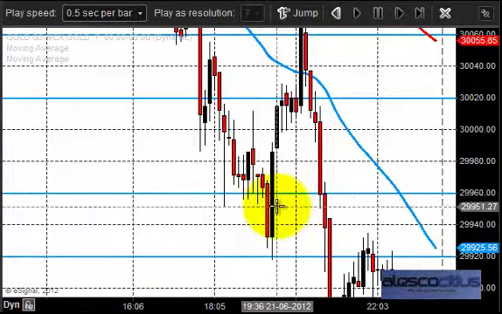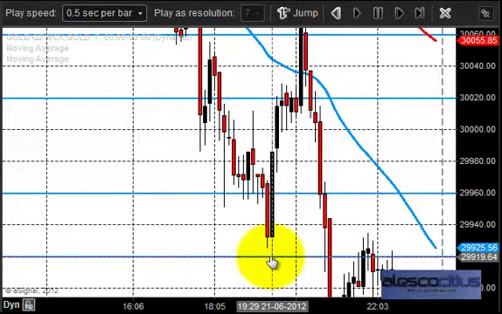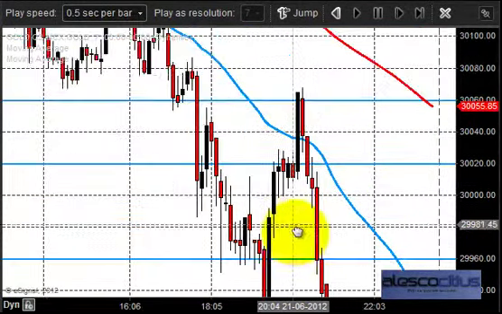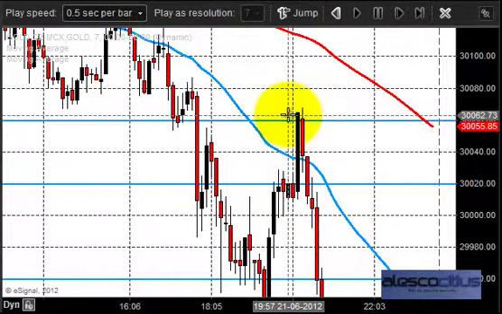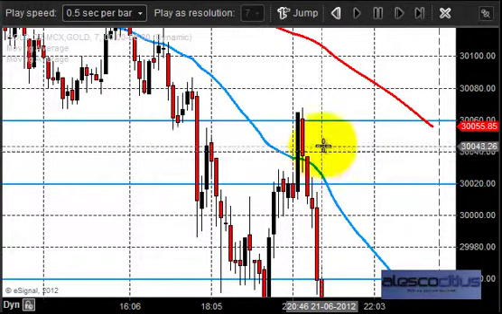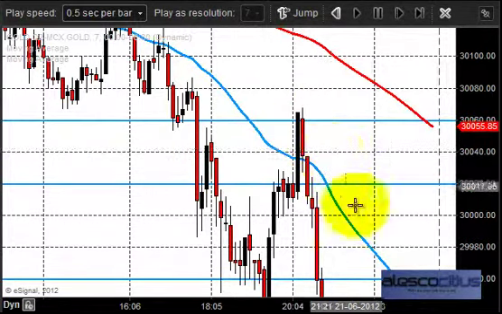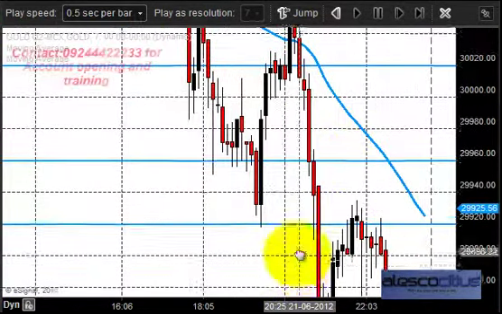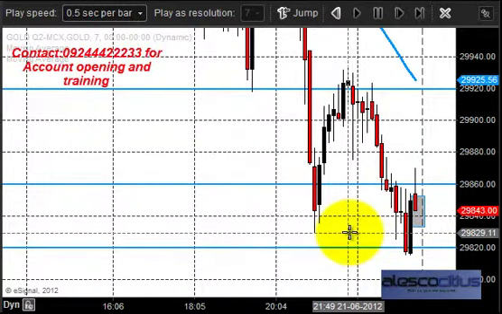Even though the market has spiked down, you can see it is always providing an opportunity for us to re-enter the market with the trend. Again the market has moved up and given us an opportunity to trade around 30,060, and you can see the level of buying that happened around this zone.